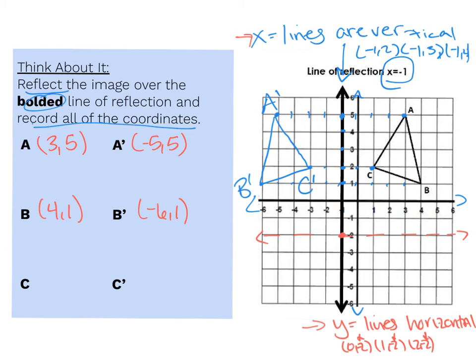Point C started at (1, 2), and reflected to (-3, 2). Now this makes sense because I'm doing a right to left reflection, so only my x's should change. And as you see, x's changed and y's stayed the same.